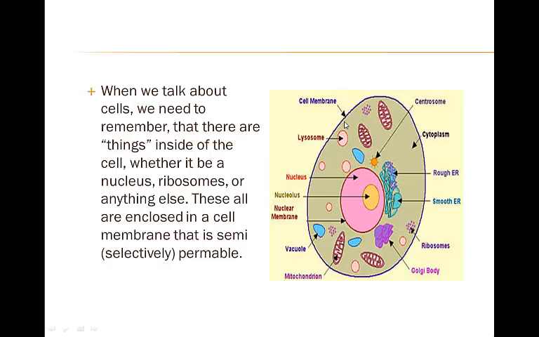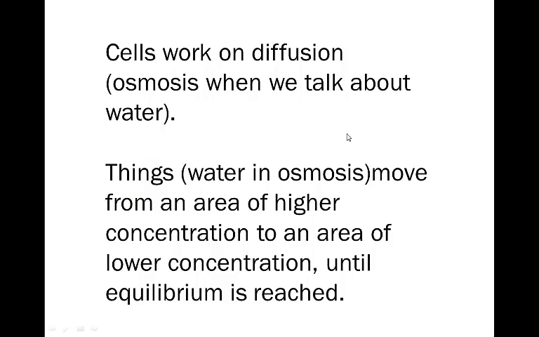And this membrane is going to be selectively or semi-permeable. That means that the cell is going to allow things in and out as it needs to, and this is homeostasis. And when we talk about most movement between cells, most of the movement is done by either diffusion or osmosis. Osmosis, when we talk about water, and diffusion when we talk about other solutes, that's the solid parts. What happens is things move from an area of higher concentration to an area of lower concentration until equilibrium is reached.